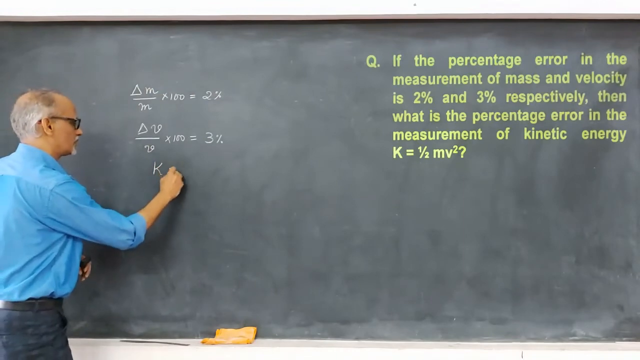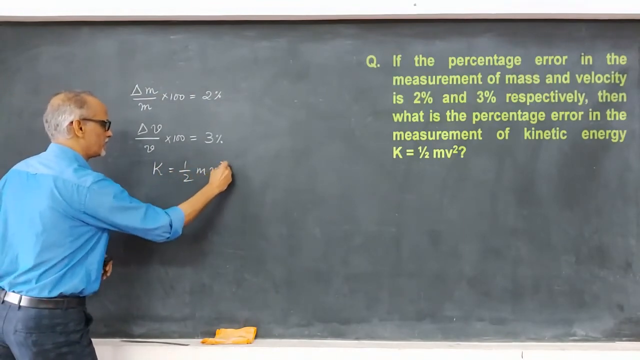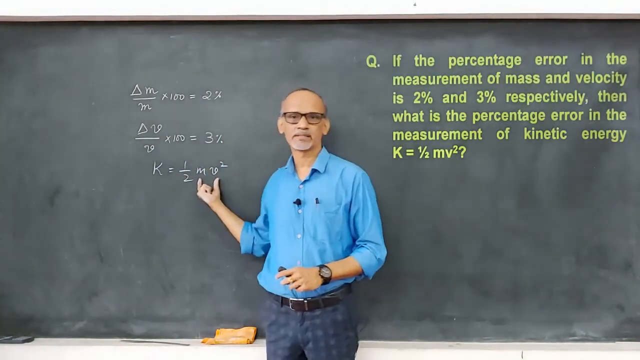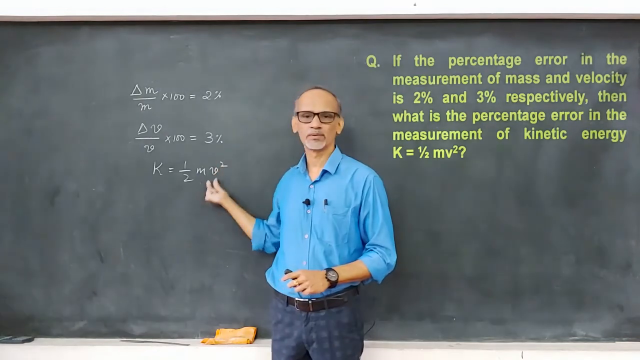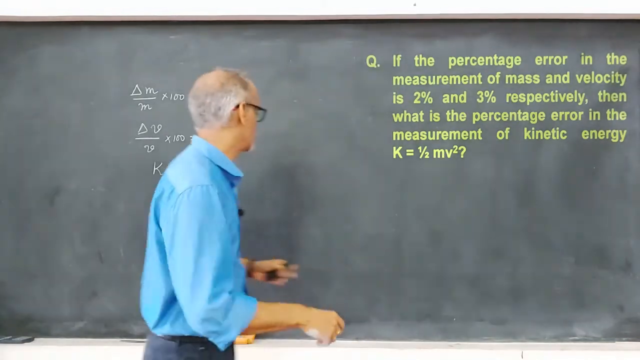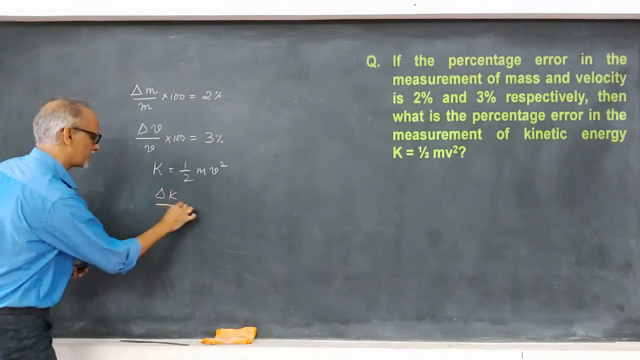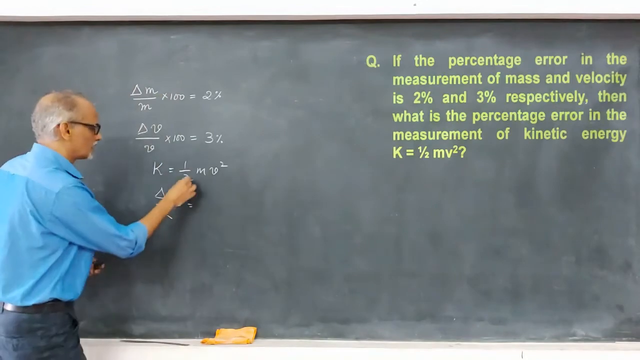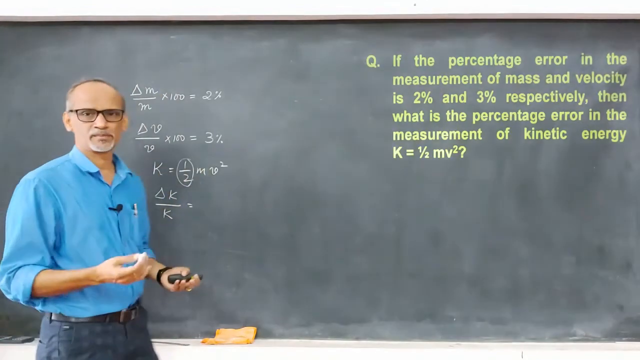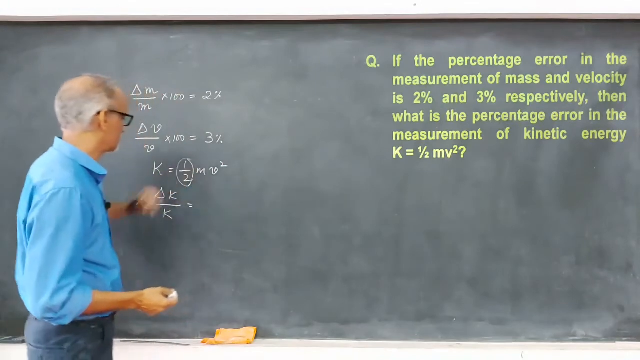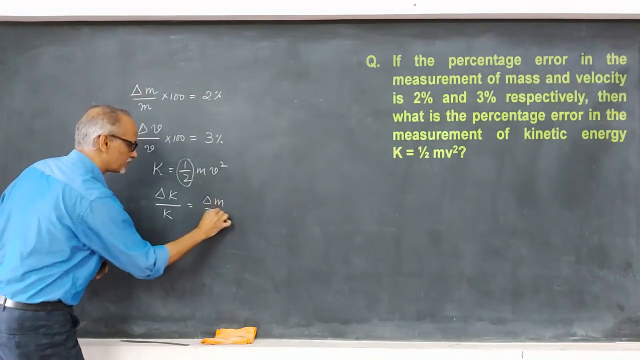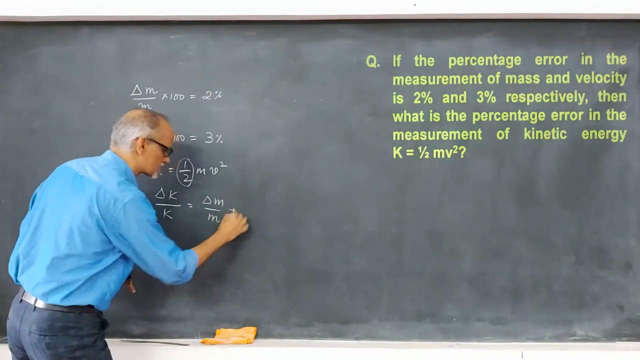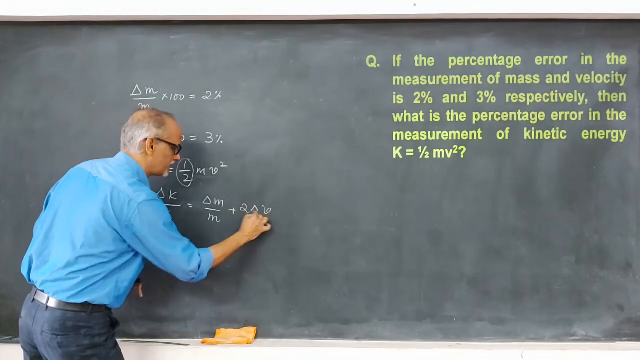Then what is the percentage error in the measurement of kinetic energy? So kinetic energy, given formula, K is equal to half m v square. So here the rule to be applied is the product rule as well as the power rule. So let's write the error, delta K by K. Half is a constant, right? This is not a measurement, so there is no error involved, we don't write that. Delta m by m, the fractional error in the mass, plus twice delta v by v.